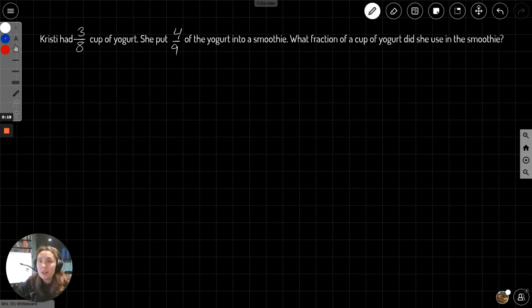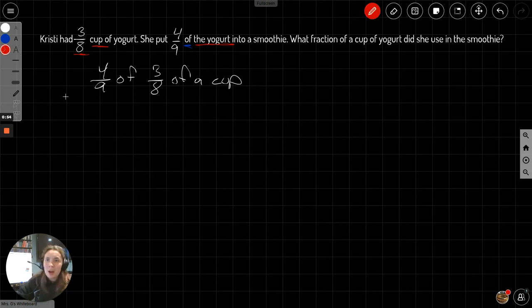So, important things to note. We have two fractions here and we have a very important word. That word is "of". So, we know that she used 4/9 of the yogurt. And how much is the yogurt? Well, she had 3/8 of a cup of yogurt. Therefore, she used 4/9 of 3/8 of a cup.